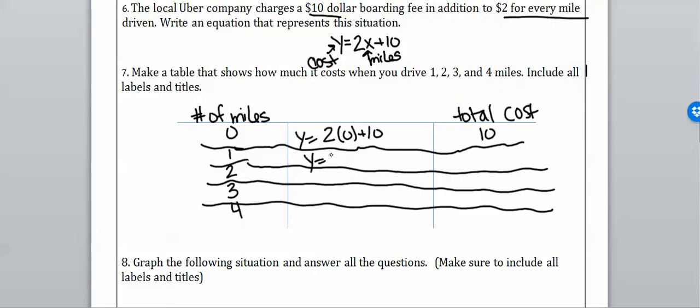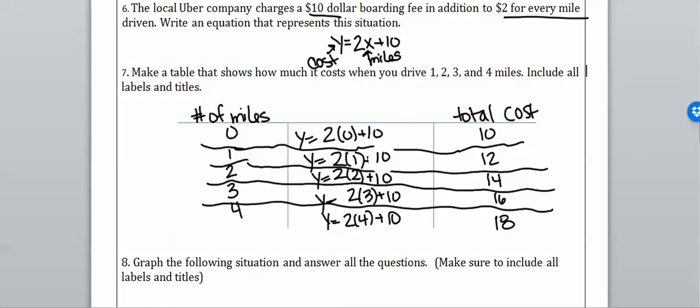And y equals 2 times 1 plus 10, which is 12. 2 times 2 is 4, plus 10 is 14. And 2 times 3 is 6, plus 10 is 16. And 2 times 4 is 8, plus 10 is 18.